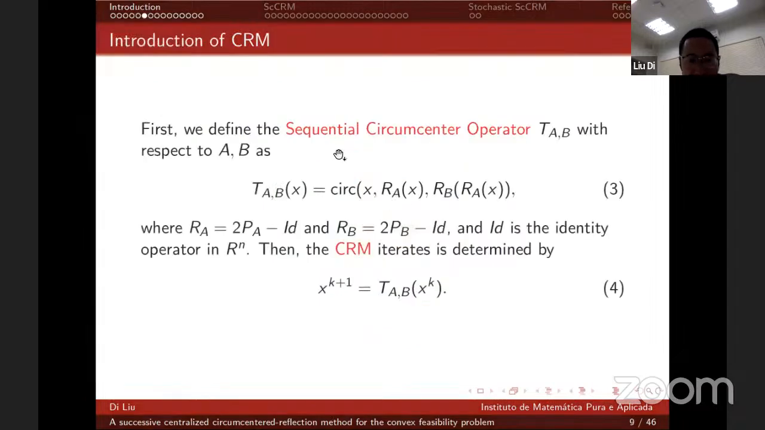So it works in this way. Here is the scheme of the CRM. We have sets A and B, and we also have x, and the first reflection and second reflection. Then we calculate the circumcenter of these three points as the next iteration. Here RA is a reflection defined by the projection, and RB is the same.